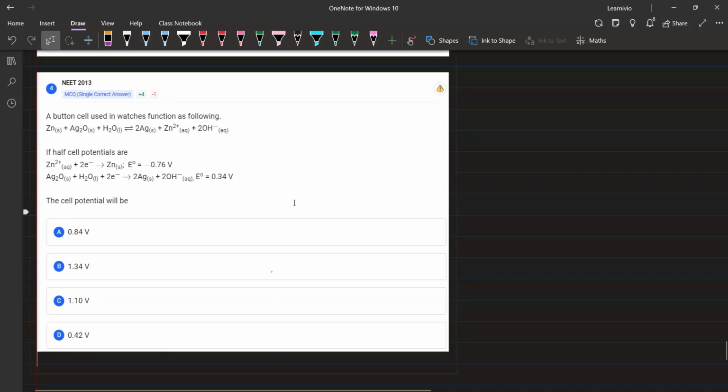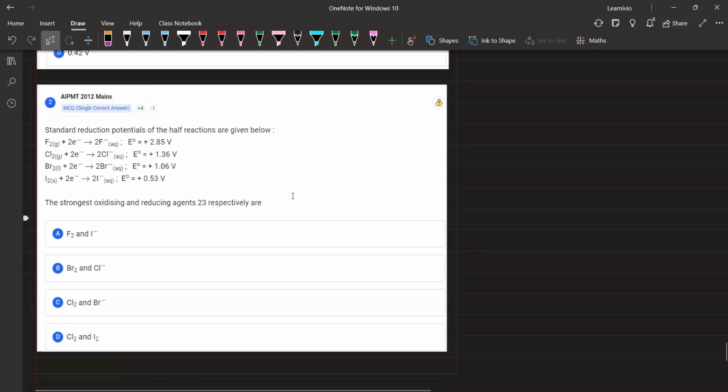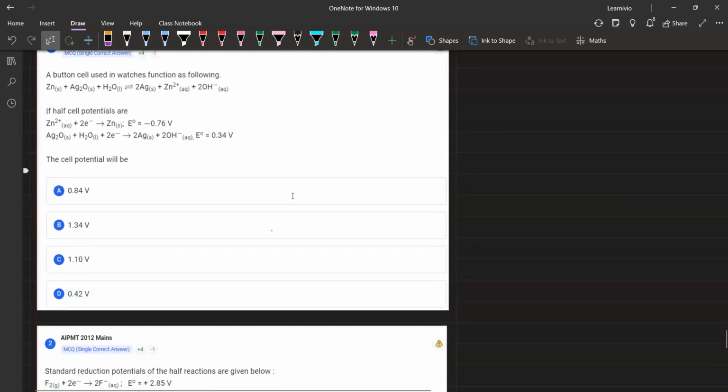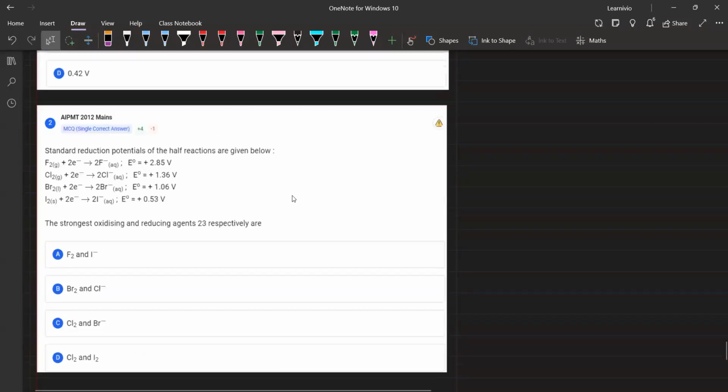Just need to do cathode minus anode, nothing else. So 0.76 and minus 0.34 minus 0.76 will be 1.1. Try this. Leave this one, you skip it.